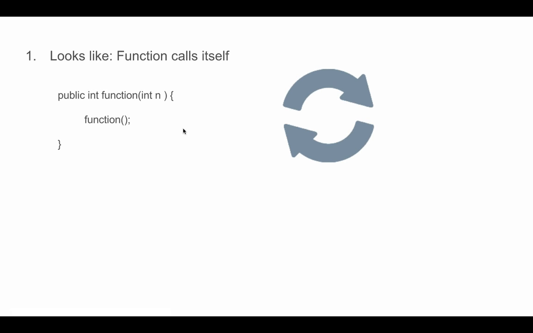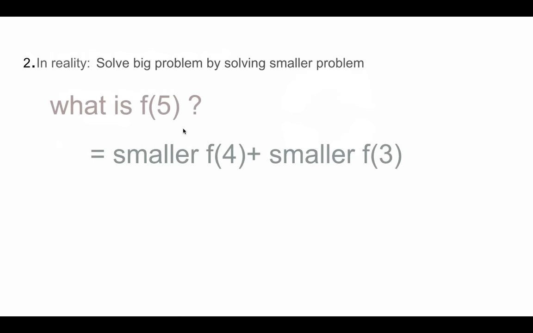First, it looks like a function calls itself. But in reality, what is f5? f5 is the sum of its previous numbers. So we assume that we know the smaller problems, f4 and f3, and then we can get the answer for f5, which is the sum of them. So you pass the smaller problem to the function and you get the answer that you want.